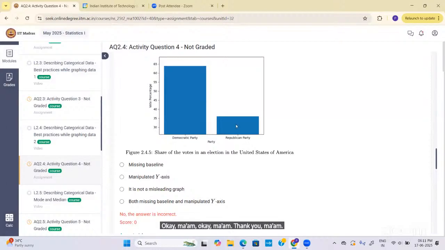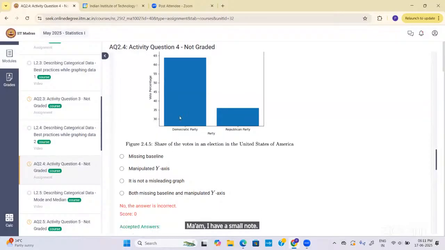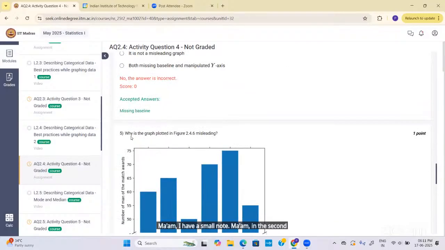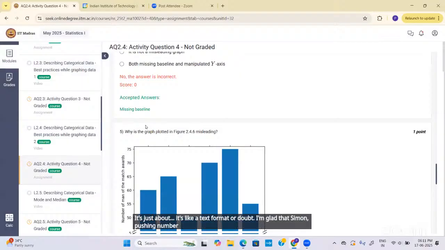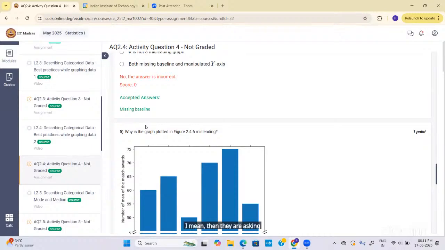Ma'am, I have a small doubt. In the second week graded assignment, question number 11, they are asking the ratio of two things, but I don't know how to mention that. We cannot discuss graded assignment questions before the deadline, but you can ask about the concept, whether it is text format or a doubt.